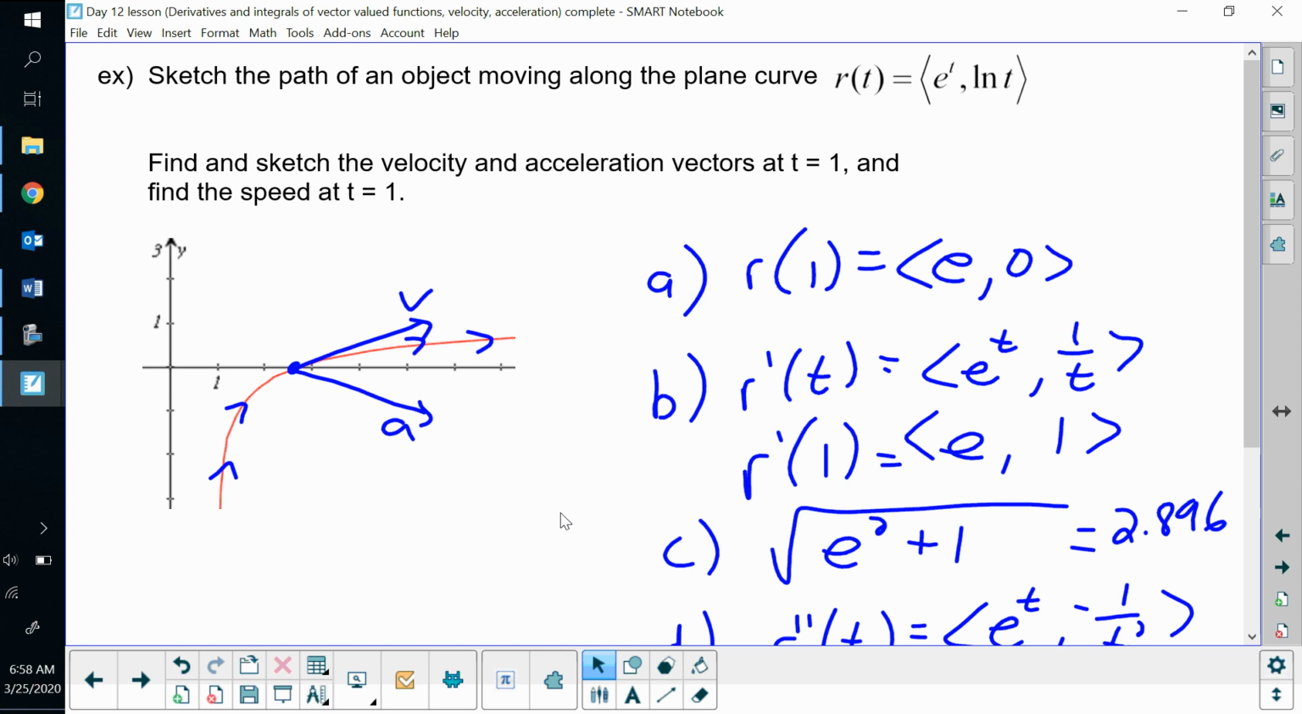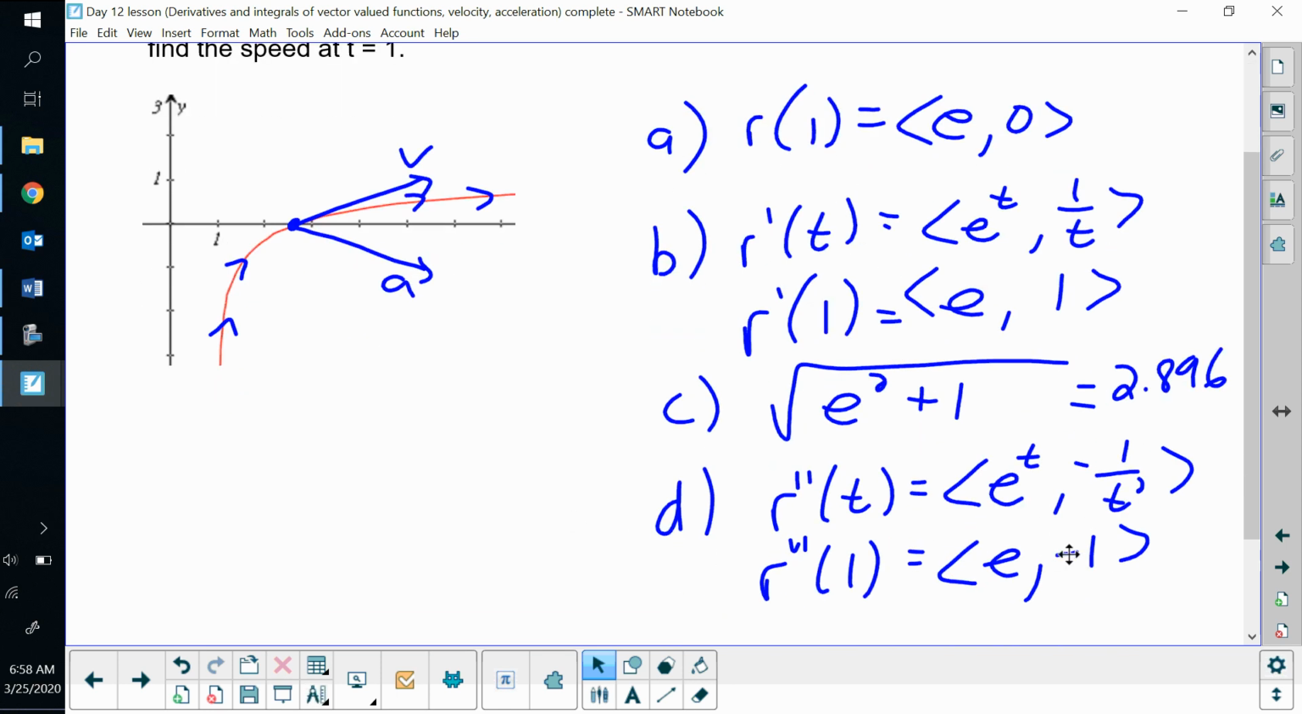And then the acceleration vector, if we take another derivative, we get this and sub in 1. So we get e to the negative 1. So from our initial position, we go right 2.7, down 1. That's our acceleration, and that's representing the pull at that instant. So where is it going to head next, essentially?